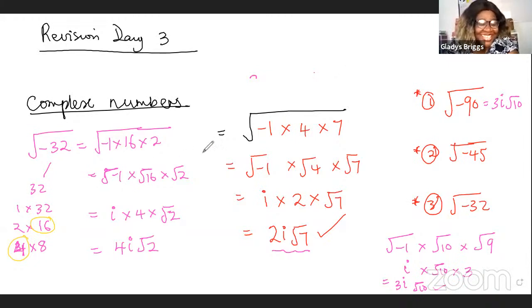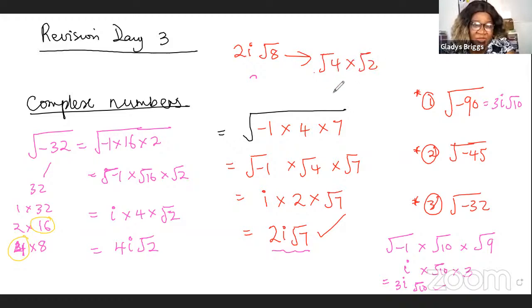Hamad, okay, because Hamad, have a look now. You said yours is 2i root 8. Yeah, but I can still write root 8 as root 4 times root 2. And that's going to give me 2 root 2. And if I put that out, then that will still come to 4i root 2. Yeah. So that's why you need to use the highest one.